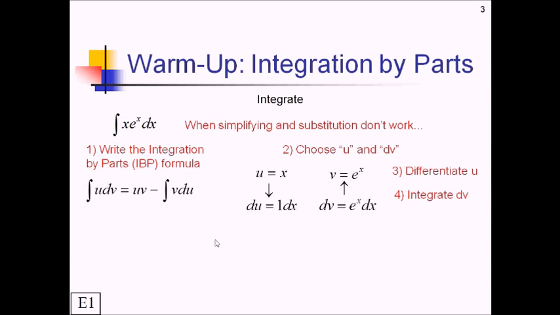Next step, we're going to plug all of these things into this formula here. And that's why I always like to write the formula first. So we've got u times v, so that's x times e to the x. And then we have minus the integral of v times du, so that's minus the integral of e to the x times 1 dx, which is just e to the x dx. And by the way, you might have noticed that this makes a nice little 7 if you do it the way I've got it laid out.